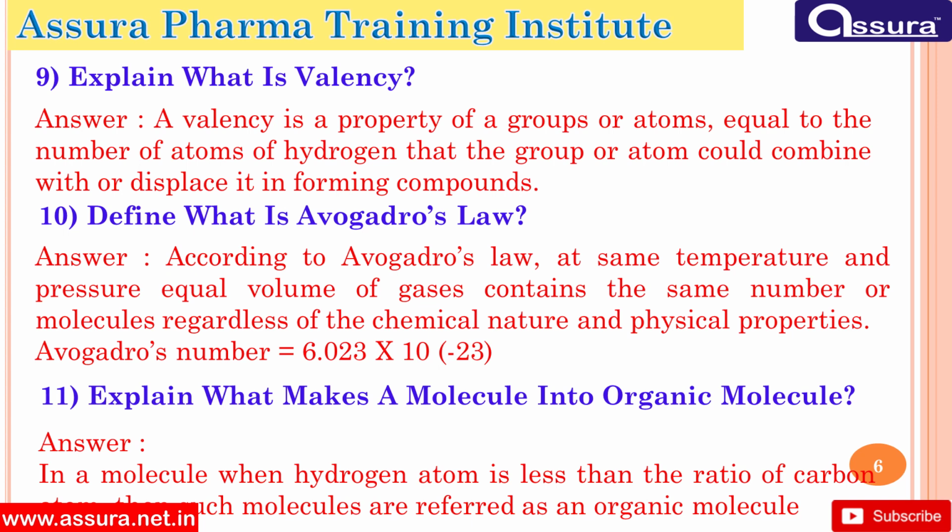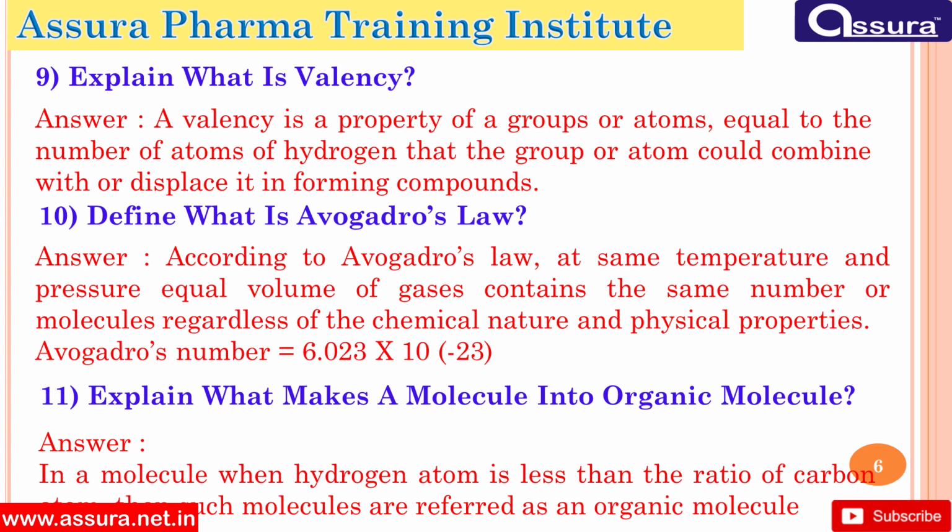Define what is Avogadro's law. According to Avogadro's law, at the same temperature and pressure, equal volumes of gases contain the same number of molecules regardless of the chemical nature and physical properties. Avogadro's number equals 6.023 times 10 raised to 23.